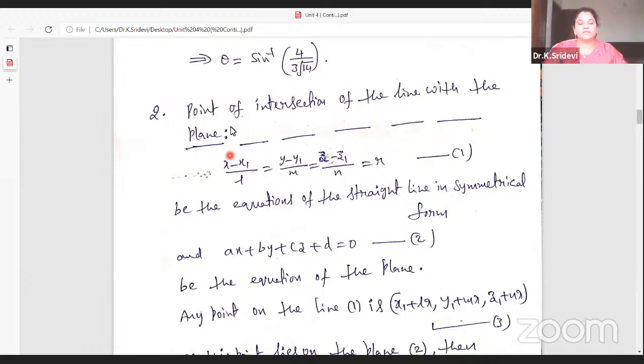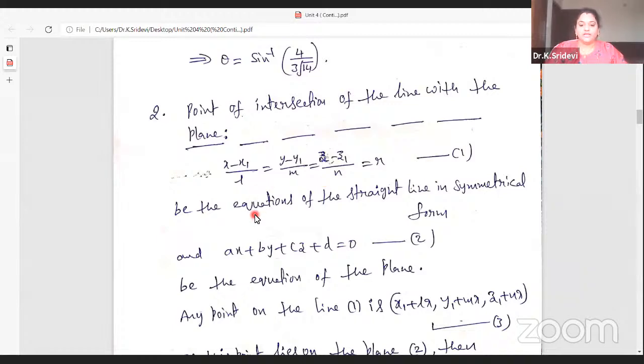Now we are going to discuss the point of intersection of a line with a plane. This is the given line. For example, here we consider the equations of the straight line in symmetric form. So what is the symmetric form? (x minus x1) by l is equal to (y minus y1) by m is equal to (z minus z1) by n is equal to r. This is the equation of the straight line in symmetric form, which we discussed in the earlier class.